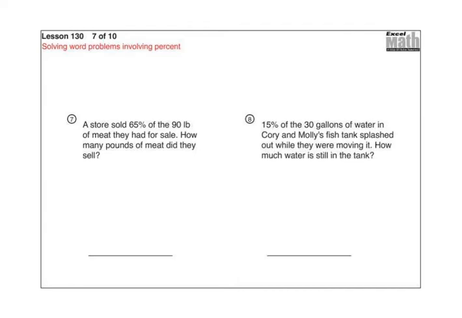A store sold 65% of the 90 pounds of meat they had for sale. How many pounds of meat did they sell? They sold 65% of 90. Percent sign, what does that tell you you're going to probably do? Multiply, okay? So we have to first change 65% into a decimal. Good. What is 65% as a decimal?